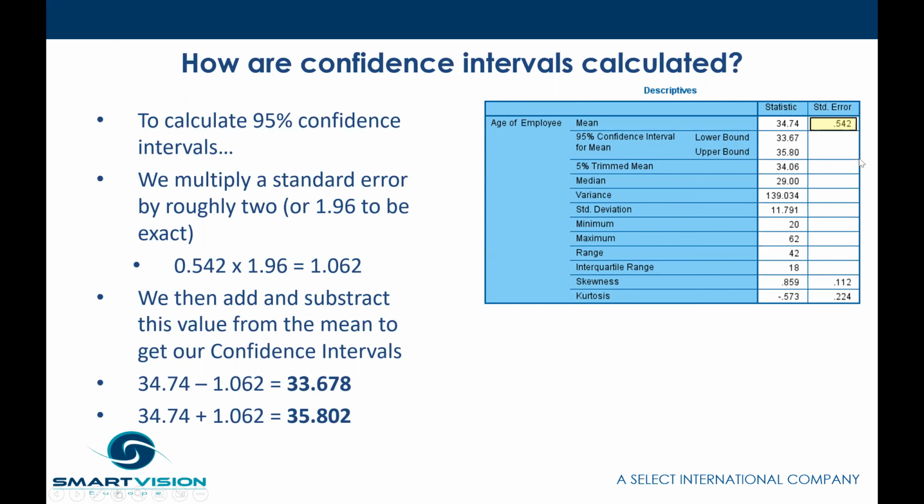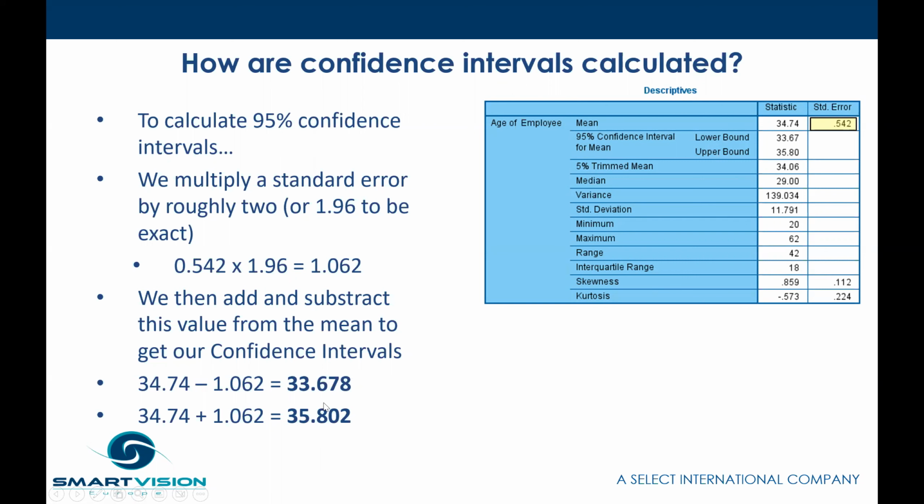So that means if you take our value here, 0.542, and we multiply it by 1.96, we get 1.062. And all we do then with that 1.062 is we take it away from 34.74 and we add it to 34.74. And that gives us confidence intervals of 33.678, which is here just truncated, and 35.802, which is here slightly truncated again. Yeah, that's how it works.